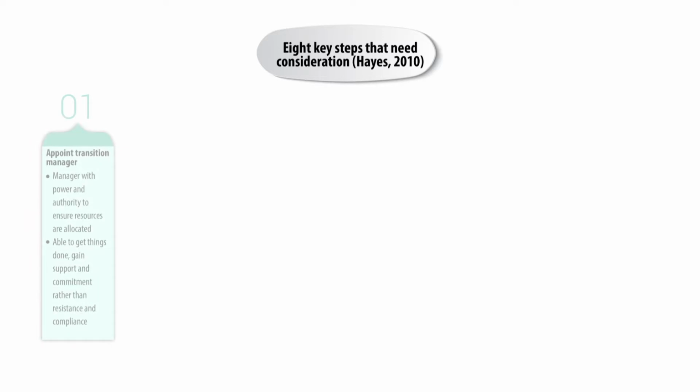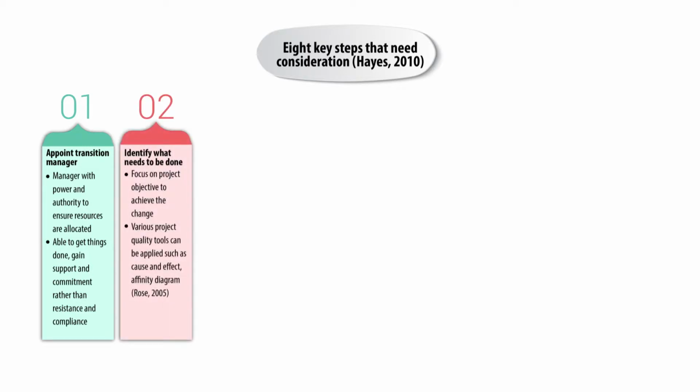These key steps are: appoint a transition manager, a manager with power and authority to ensure resources are allocated that are able to get things done, and gain support and commitment rather than resistance and compliance. Second, identify what needs to be done. Focus on the project objective to achieve the change. Various project quality tools can be applied such as cause and effect, affinity diagram.